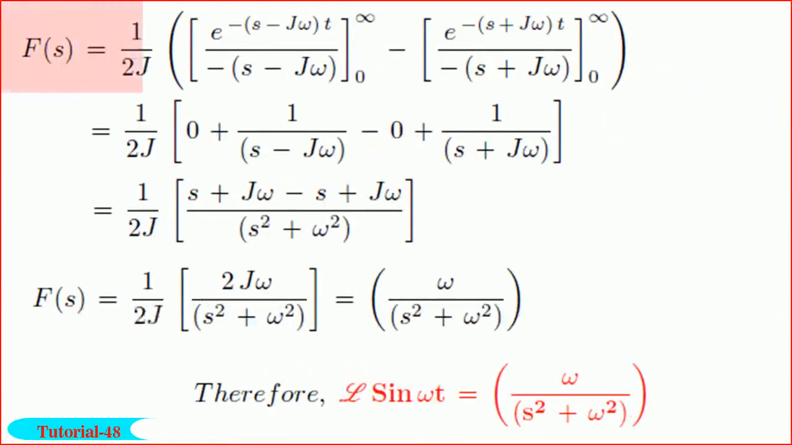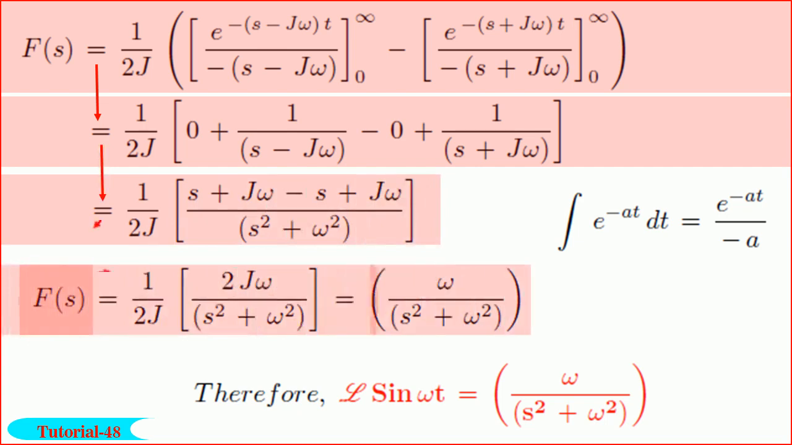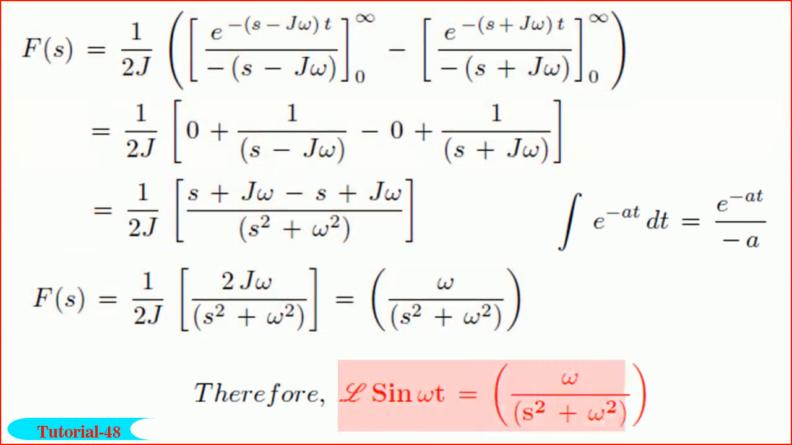Friends, by integrating, we get F(s) is equal to 1 upon 2j into bracket e to the power of minus (s minus j omega) t divided by minus (s minus j omega), limits from 0 to infinity, minus e to the power of minus (s plus j omega) t divided by minus (s plus j omega), limits from 0 to infinity. Note here we are using the integration of e to the power of minus at dt is equal to e to the power of minus at divided by minus a. By solving and rearranging, we get F(s) is equal to omega divided by s square plus omega square. Therefore, the Laplace transform of sin omega t is equal to omega divided by s square plus omega square.